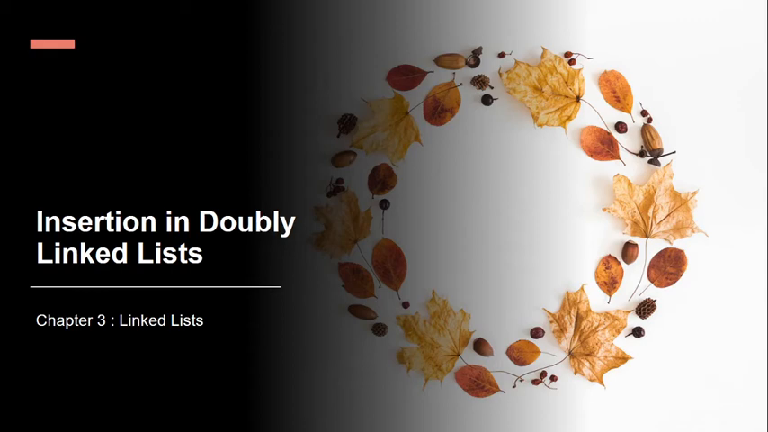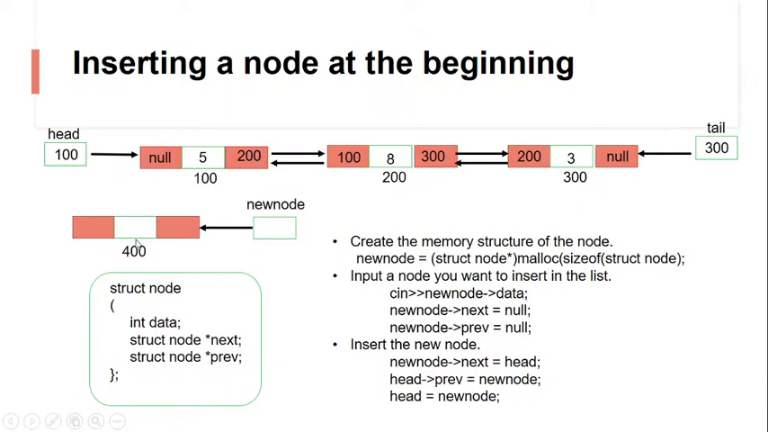Hello. Insertion in doubly linked list. For our current list here, we already have 3 items: 5, 8, and 3, under memory addresses 100, 200, and 300. As you will notice, each node is connected by the next and the previous node.